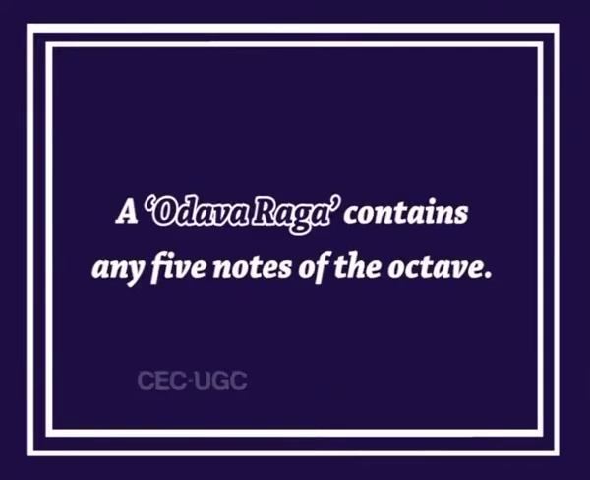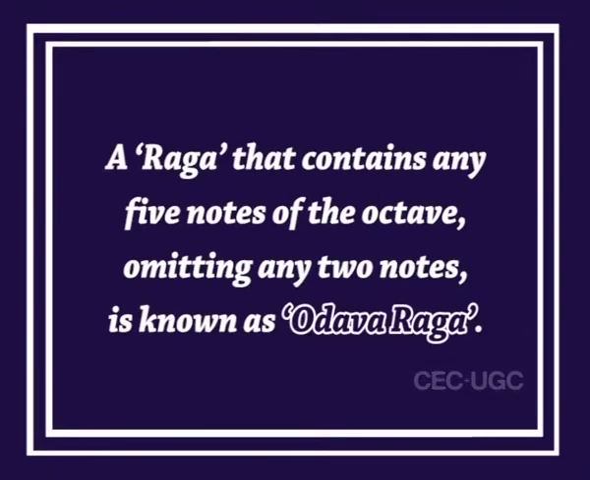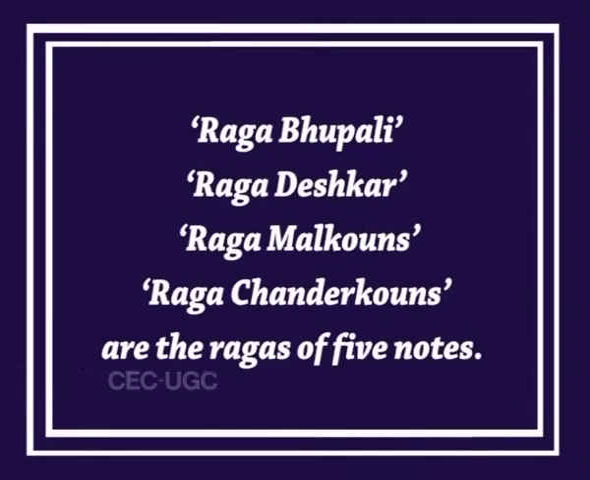The next is Odav. Odav rag contains any 5 notes of the octave. In other words, a rag that contains any 5 notes of the octave, omitting any 2 notes, is known as Odav rag. For example, Rag Bhupali, Rag Deshkar, Rag Malkons, Rag Chandrakons, etc. are the rags of 5 notes. Ma and Ni are omitted in Rag Bhupali and Rag Deshkar, whereas Re and Pa are not used in Rag Malkons and Chandrakons. Hence, these are the rags of Odav Jati.